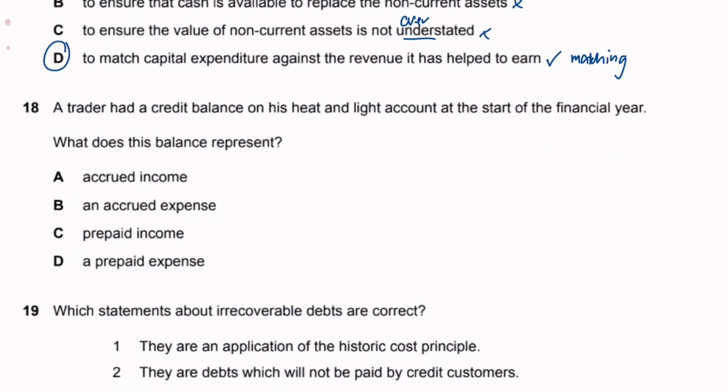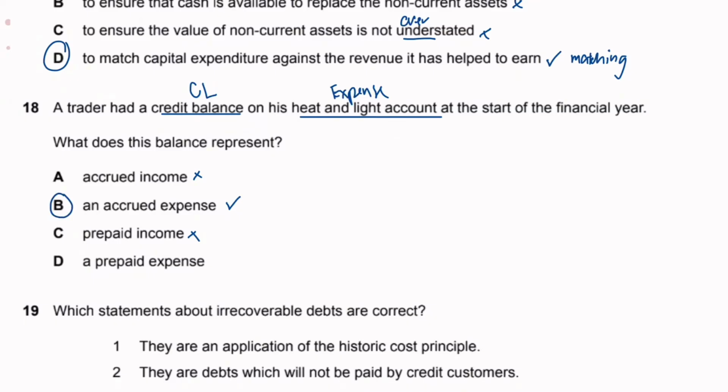Question 18. A trader had a credit balance on his heat and light account at the start of the financial year. What does this balance represent? First, you need to know the heat and light account is an expense. So when it's a credit balance on the expense account, we immediately know it's a current liability. Let's eliminate options A and C first. So B is the correct answer.